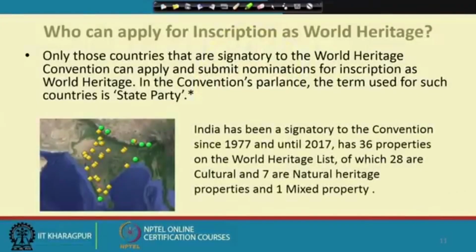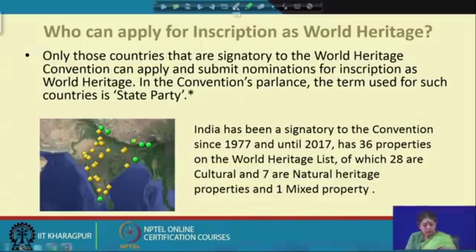So, India is a signatory, as I told, since 1977, and until last year, that is 2017, it has 36 properties on the World Heritage List, of which 28 are cultural and 7 are natural heritage property and 1 is a mixed property. You can see in the map that these sites are there, and this one is a mixed site, and one can go and find out detailed information about that site.